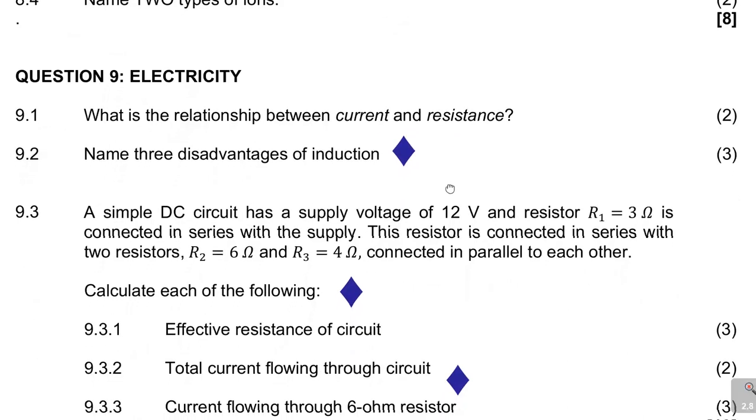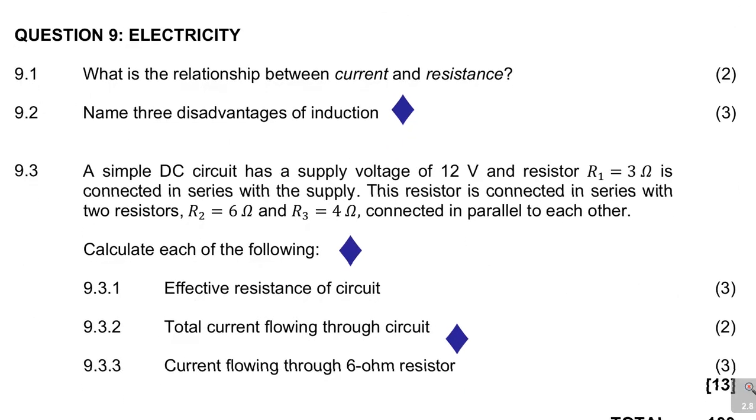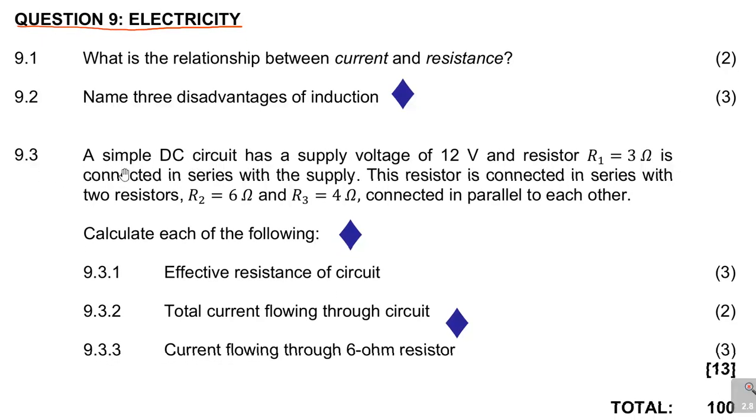Lastly, let us look at question number 9. Question number 9 focuses on the module on electricity, and with that, we're going to wrap up this paper. As you can see now, the paper is out of 100, but let us look at this question. It's also one of the sections that has got some marks. The first question, 9.1, says, what is the relationship between current and resistance? So they wanted to ask the relationship there.